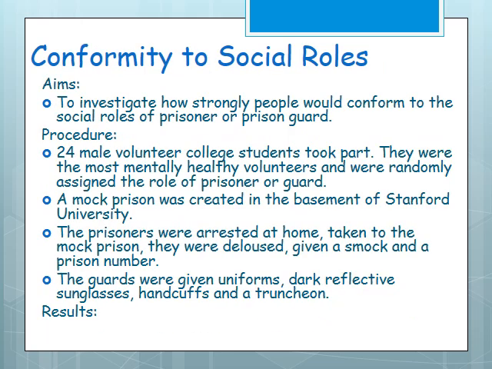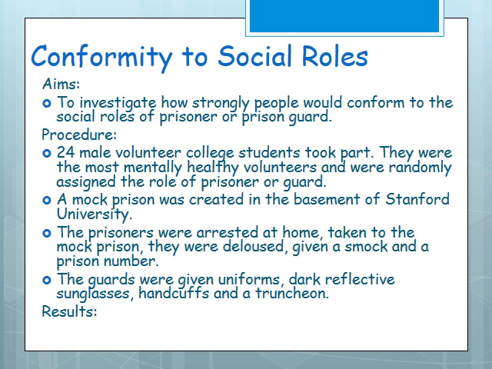Conformity to social roles, or Zimbardo's research. So he wanted to see how people would conform to the social roles of either a prisoner or prison guard. So 24 male volunteers, college students, took part. They were the most healthy volunteers, and they were randomly assigned to the role of prisoner or prison guard. And the guards were given uniforms, dark reflective sunglasses, and handcuffs and truncheons.